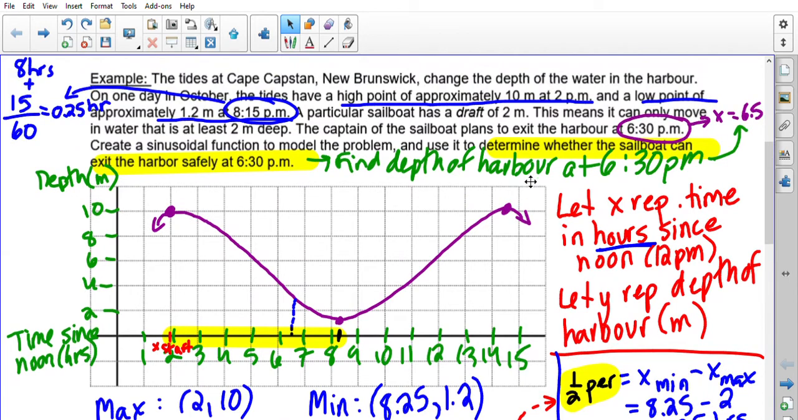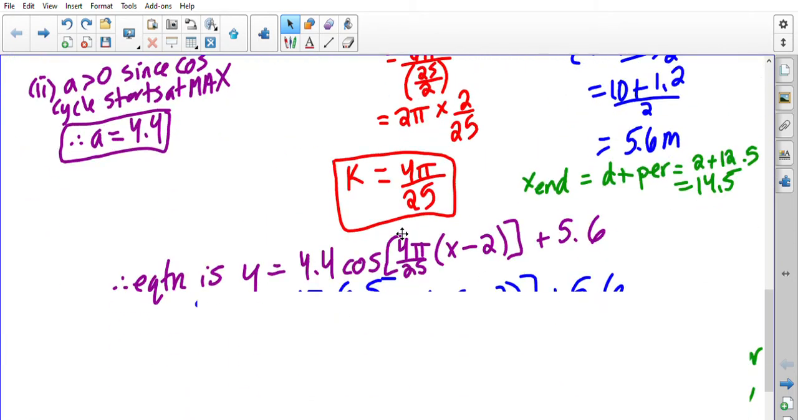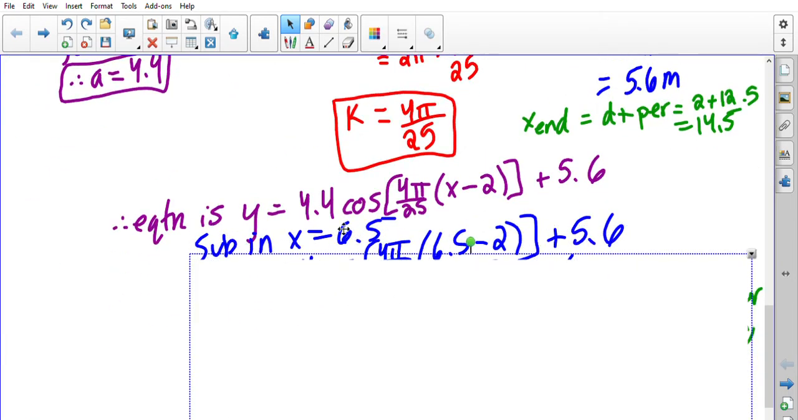All right, when they ask, is it safe to exit the harbor at 6:30 p.m.? Remember, we need to figure out what value we're subbing in for x. You're not subbing in 6.3, because 0.3 would have to represent hours. We need to remember that 6:30 is 6.5 hours past noon. So we're going to sub in 6.5. Obviously, yes, we could go to our graph and draw a line up like I did here in blue, but that's not going to give us an exact number for the cases where we need to be very close. So we're going to come back down and use our equation. We're going to sub in x equals 6.5.